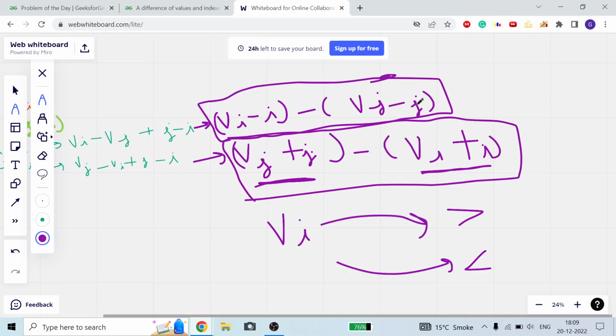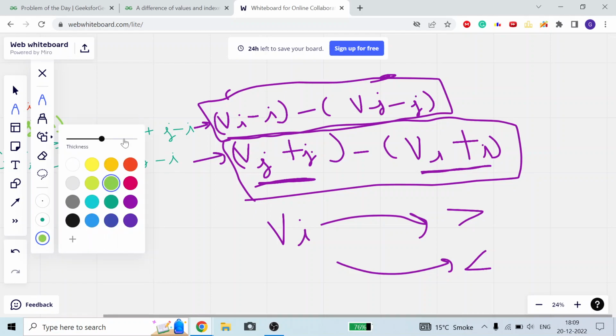So guys, this is my current value. Why current? Because I am currently at index I. So vi minus I and vi plus I, in both of these cases I can find this in O(1), because I am at I, so I have vi and I both. This is just a subtraction and an addition of both.